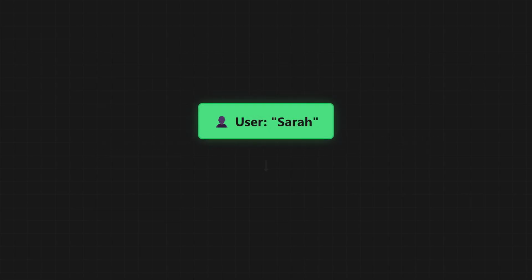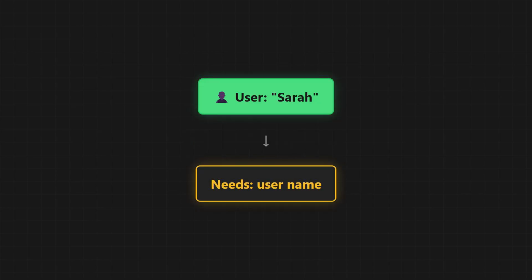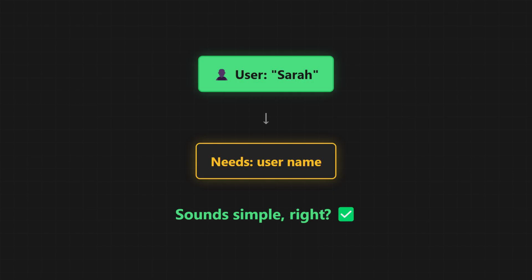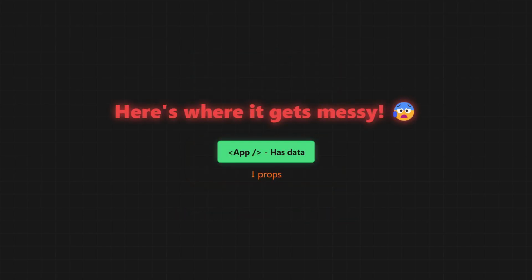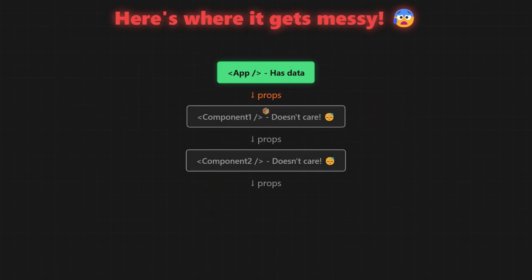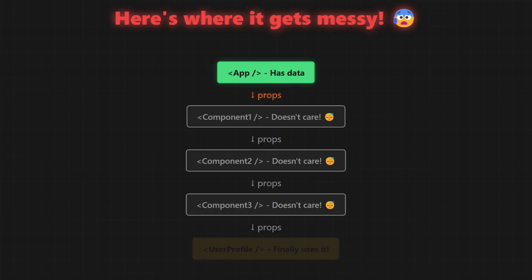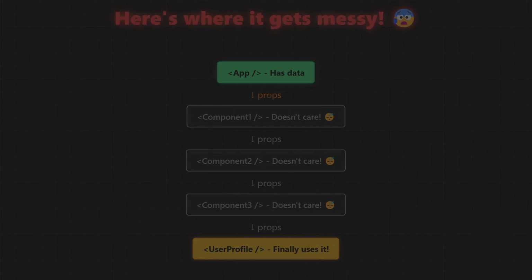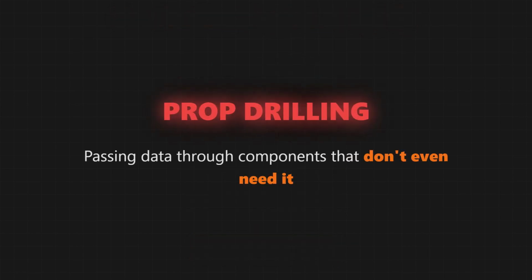Let's say you're building an app. At the top, you've got a component that knows who the user is, their name, their picture, all that. Down at the bottom, another component needs to show the user's name. Sounds simple, right? Just send it down. Here's where it gets messy. Between the top and bottom, you've got other components. And these middle components, they don't care about the user's name at all. But you still have to pass that information through every single one anyway. People call this prop drilling.